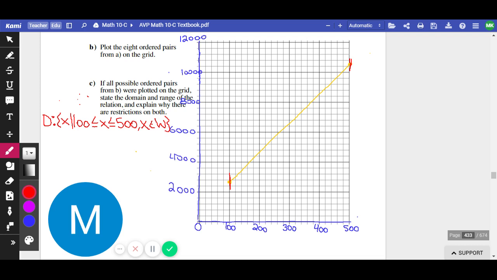Awesome. We're going to do the same thing for our range here. We have range {y | such that the lowest y value, the least amount of money I could make, came from my chart. It was $2,500. Less than or equal to y, less than or equal to the maximum amount of money, came from my chart. It was $10,500.